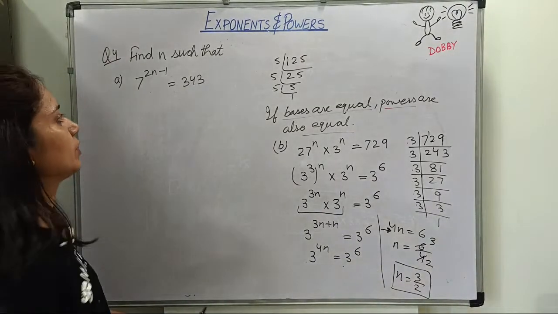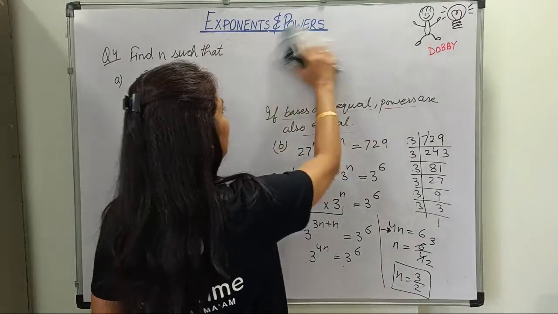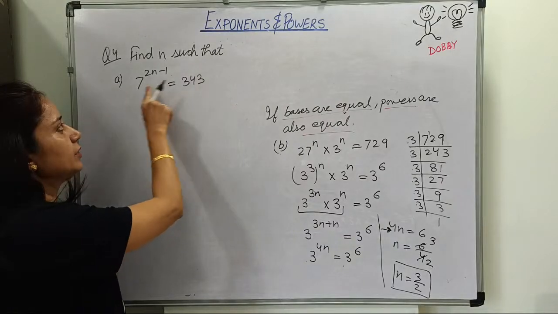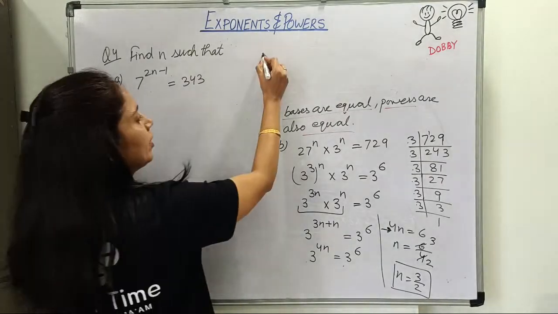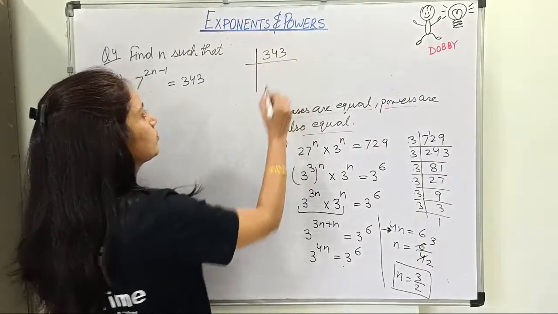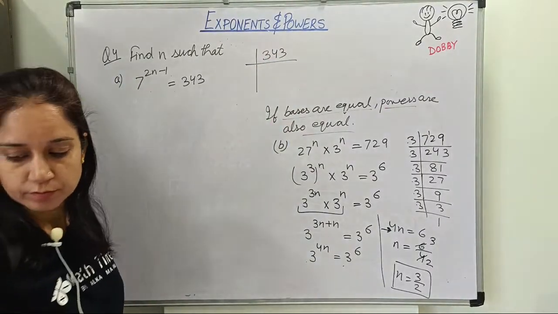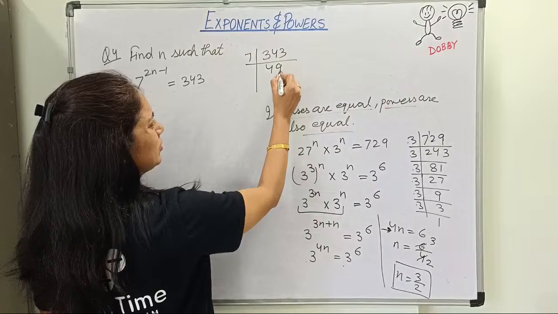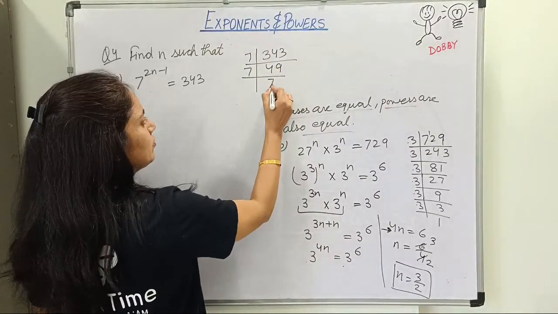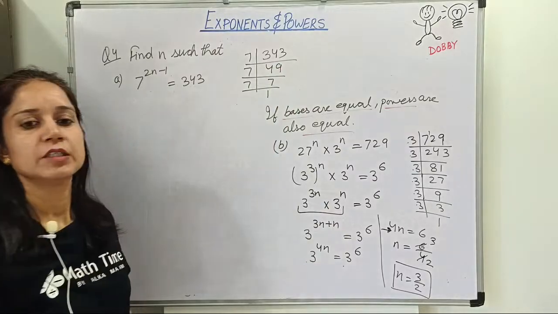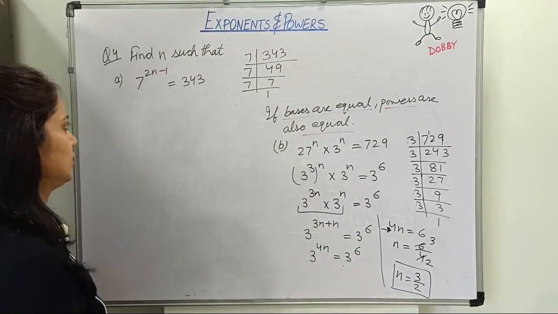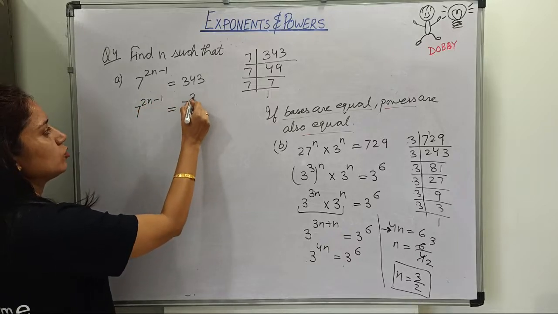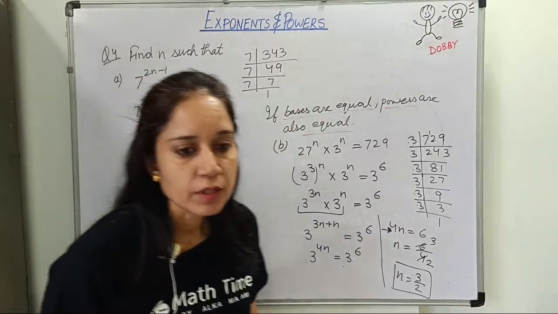This is the question. So both should have the same base. This much is clear to you till now. Now 343 you have to turn in terms of 7. Find out the prime factors. Table of 7. 7 4s are 28, 6 left. 7 9s are 63. 7 7s are 49. 7 1s are 7. So how many times has 7 come? 3 times. So that means 7 raised to the power 2n minus 1 is equal to 7 raised to the power 3. Correct, Zoya?